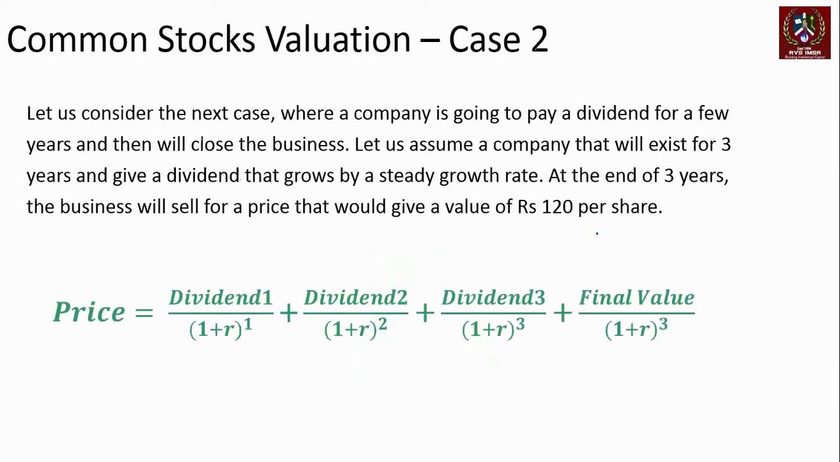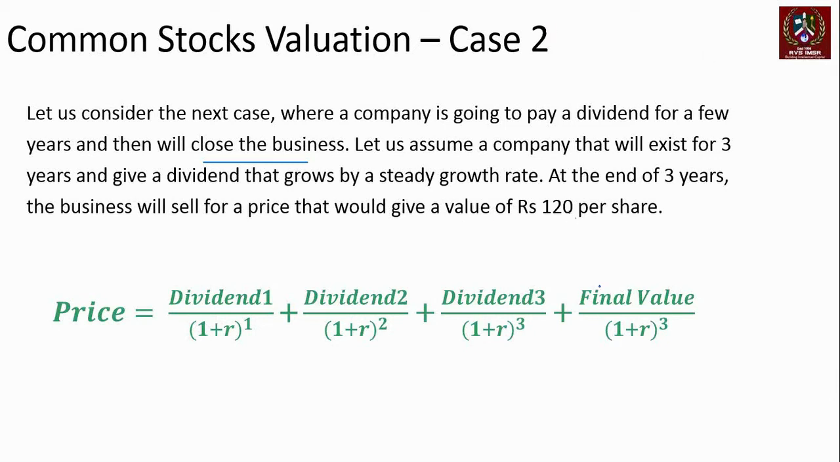Let's complicate the case a little bit. Let's take the next case, where a company is going to pay a dividend for the next 3 years, and then it'll close the business. When it closes the business, it'll sell all the assets, and whatever proceeds are available would be distributed to all the shareholders. Let us assume a company that will exist for 3 years and gives a dividend that grows at a steady growth rate. At the end of 3 years, the business will sell for a price that gives a value of 120 per share, right?